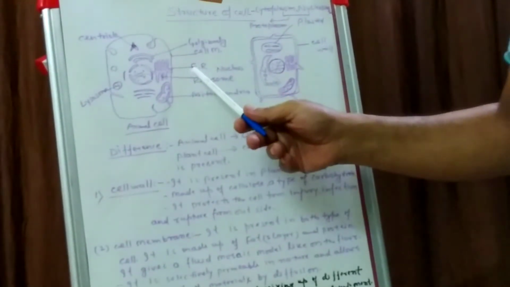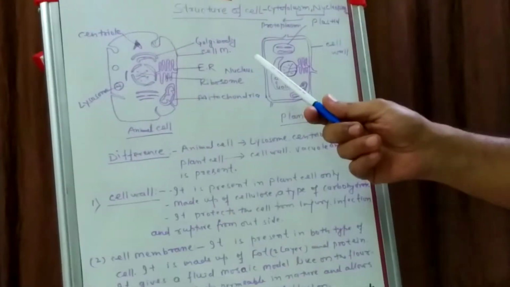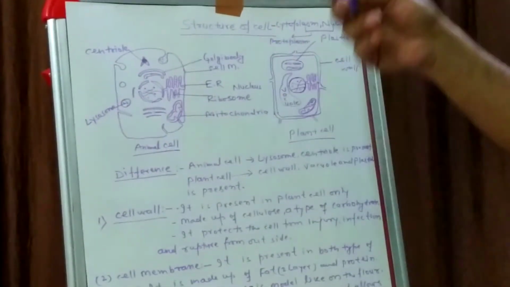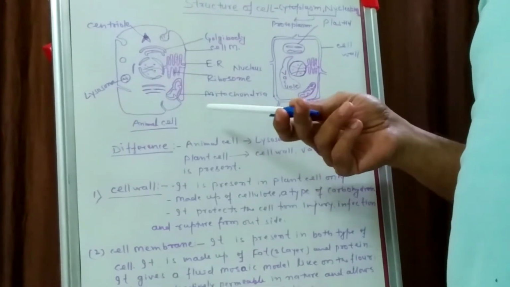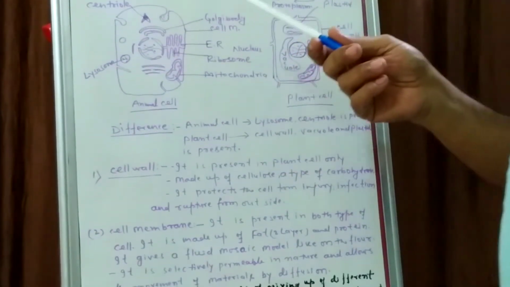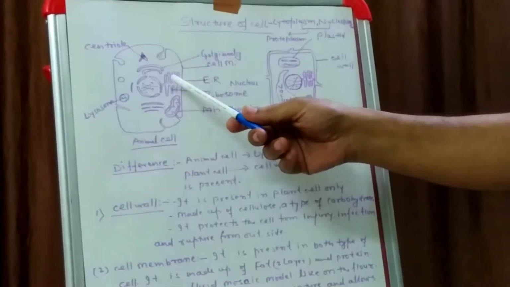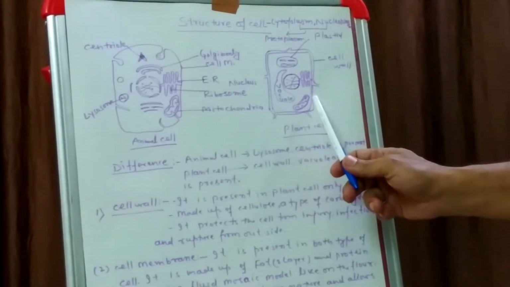This endoplasmic reticulum is of two types: rough endoplasmic reticulum and smooth endoplasmic reticulum. Rough endoplasmic reticulum contains ribosomes, which help to produce protein, and smooth endoplasmic reticulum is helpful in producing fat or lipid in the cell. This endoplasmic reticulum is present in both animal cells as well as plant cells.